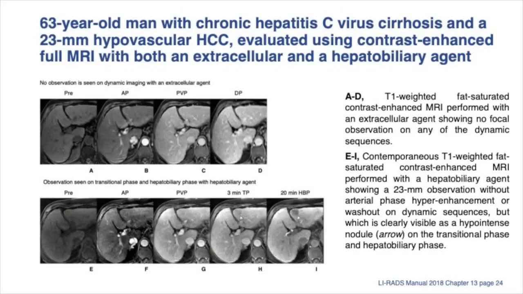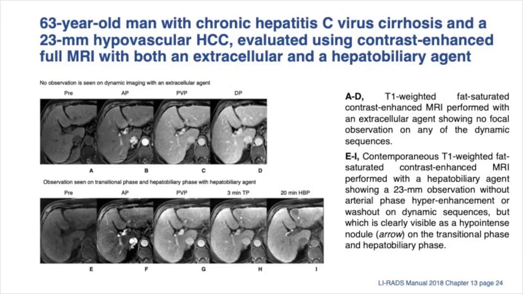Here is an example from the LIRADS manual illustrating this concept. This is a case of a 63-year-old man with chronic hep C cirrhosis and a 23 mm hypovascular HCC evaluated using contrast-enhanced MRI with both an extracellular and a hepatobiliary agent. On top, T1 weighted, fat-saturated, contrast-enhanced MRI performed with an extracellular agent shows no focal observation on any of the dynamic sequences. On the bottom, contemporaneous T1 weighted, fat-saturated, contrast-enhanced MRI performed with a hepatobiliary agent shows a small observation without arterial phase hyperenhancement or washout on dynamic sequences, but which is clearly visible as a hypointense nodule, shown by the arrow, on the transitional phase and hepatobiliary phases.